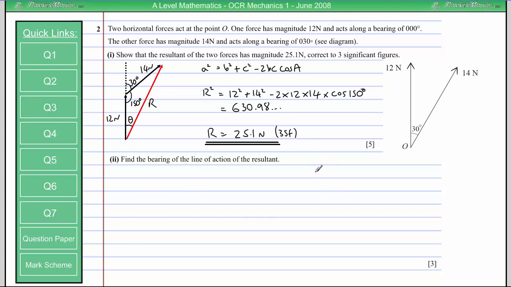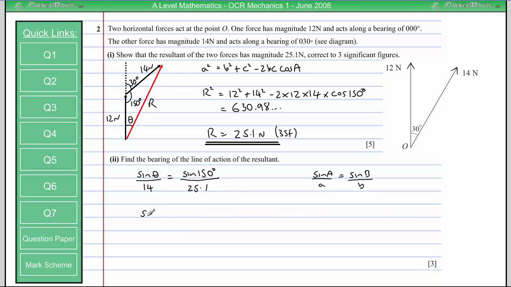To do this, I'm going to use the sine rule, which says sine A over a equals sine B over b. So I'm going to choose theta to be A, so I'm going to get sine theta over the opposite side, which in this case is the 14, equals the only other angle I know in the triangle is the 150, so sine 150 divided by the opposite side, which in this case is R, which is 25.1. Although when I do this calculation, I'm going to use the answer button on my calculator, so I've got the exact value for this part.